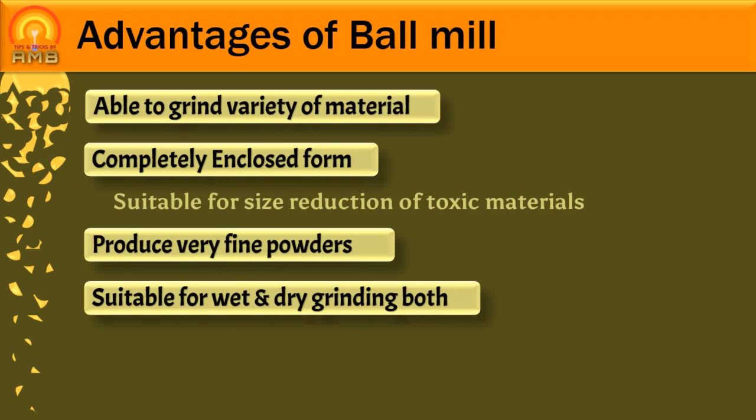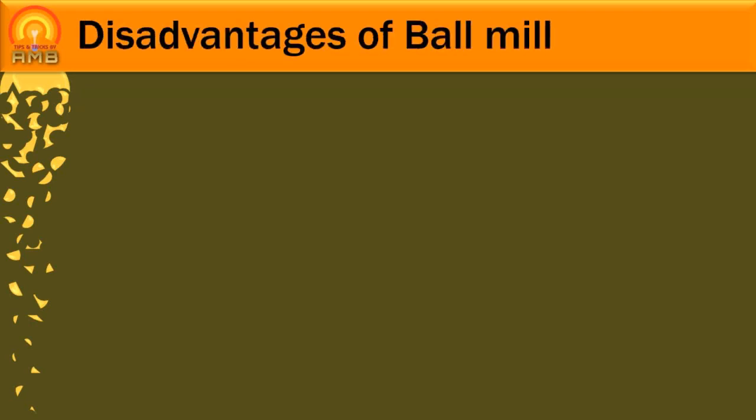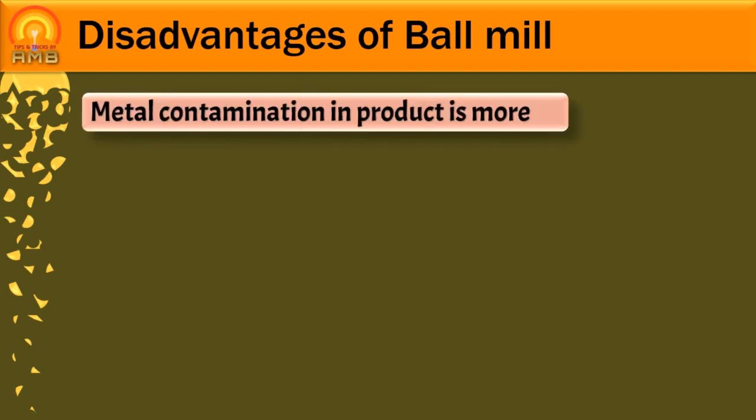As this mill has advantages, it also has some disadvantages. So let's discuss disadvantages of the ball mill. First disadvantage is as balls move and fall on inner surface of cylinder, wear of balls as well as casing takes place. This may contaminate the product with abrasive material.